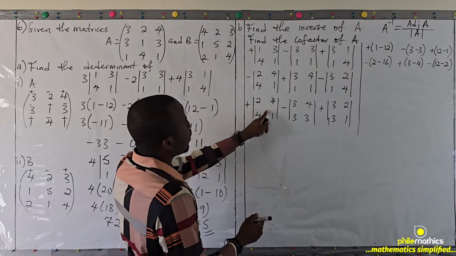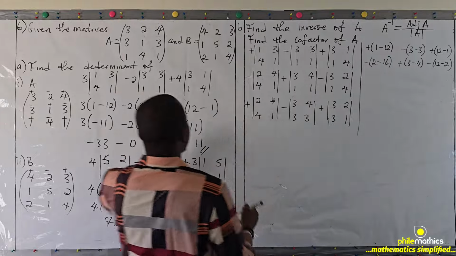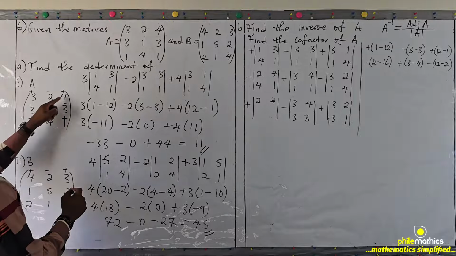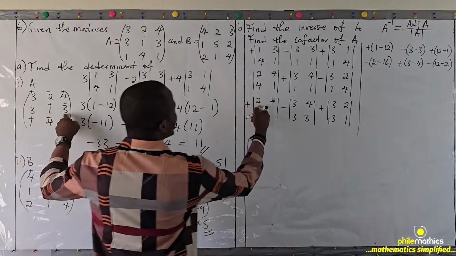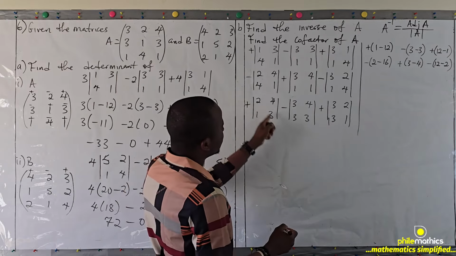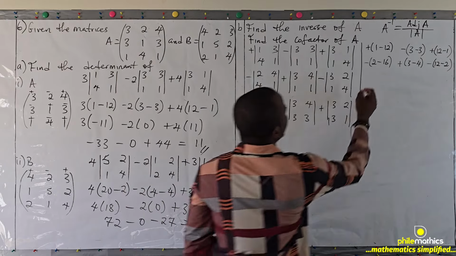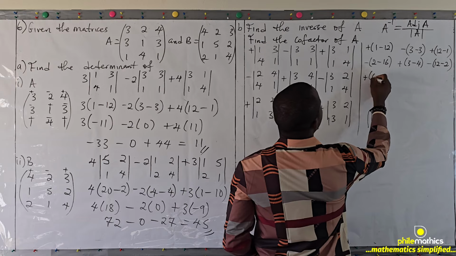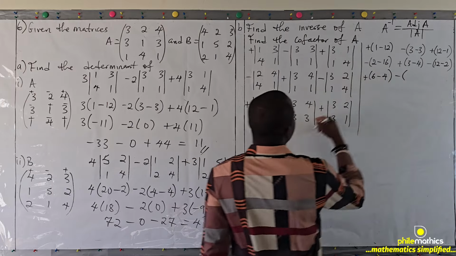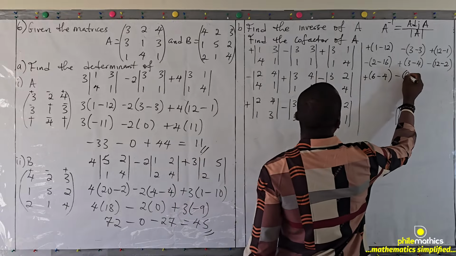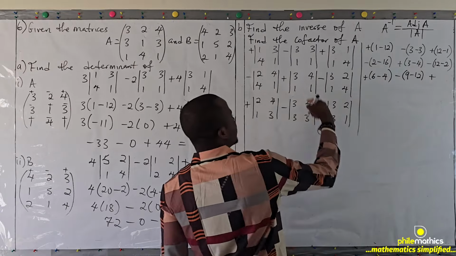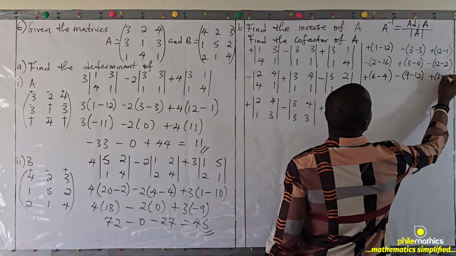Sorry, there's a mistake here. This cannot be the same. For this, it's supposed to be 1. We block this and this. 2, 4, 1, 3. So it's supposed to be 2, 4, 1, 3. And so the determinant is 6 minus 4 plus 6 minus 4. This is minus 9 minus 12. And this is plus 3 minus 6.